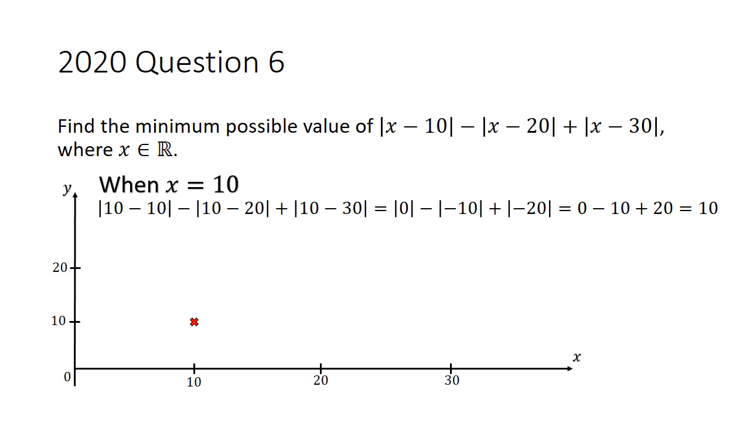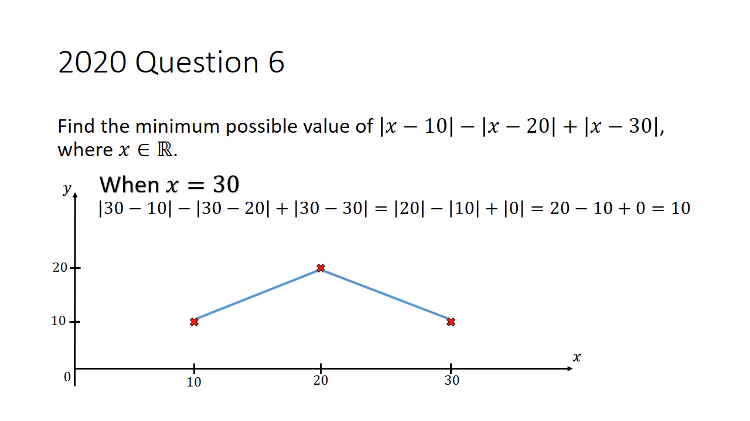At 20, when x is equal to 20, I can compute this, and this will give us a result of 20. And at x equals 30, we get another point, which is also 10. So we can connect this graph. It will give us straight line graphs between the three crosses that we've found so far.